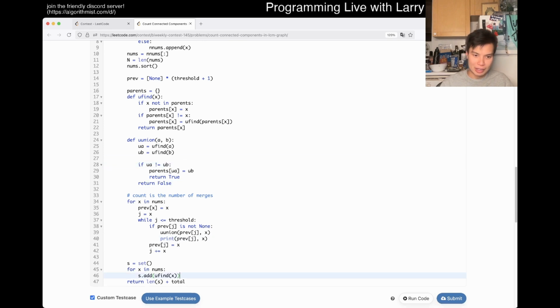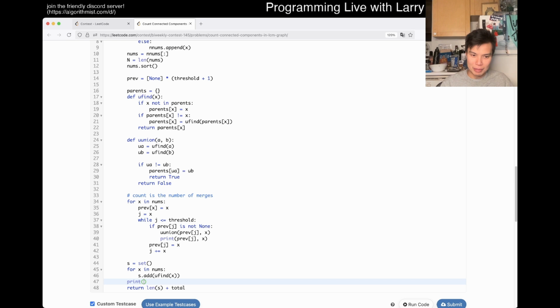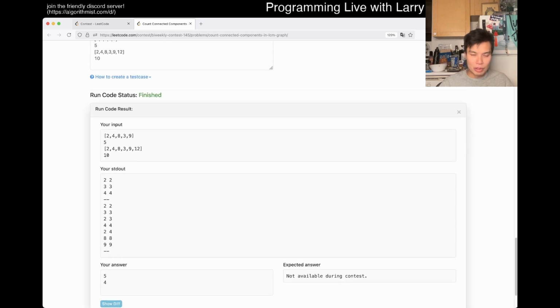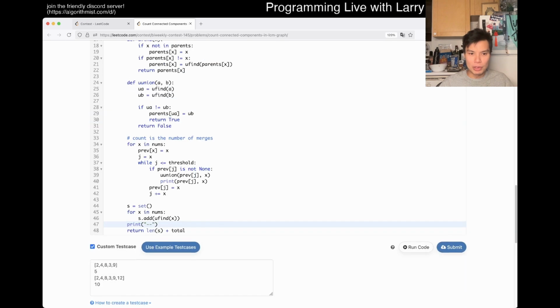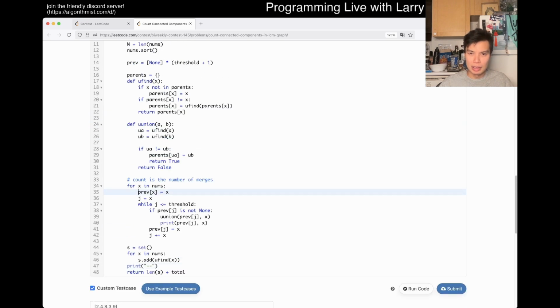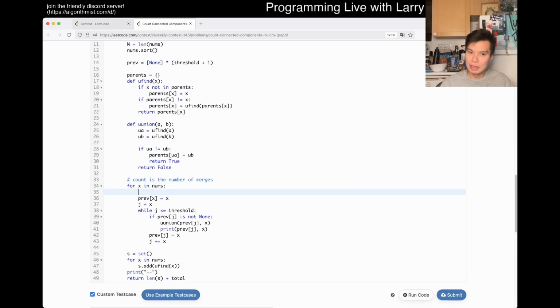Actually, I don't know how to write code anymore today. So we don't merge anything, but why doesn't the 4 merge the 2? Oh, because of this thing. You want to say if pre is not none, then do this, right? Oh, is none, whoops. And then now we do this loop.